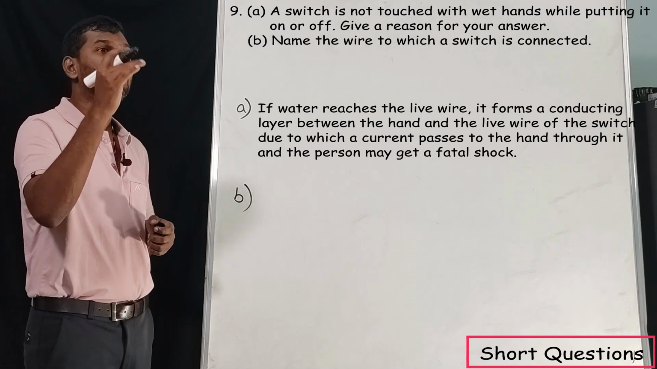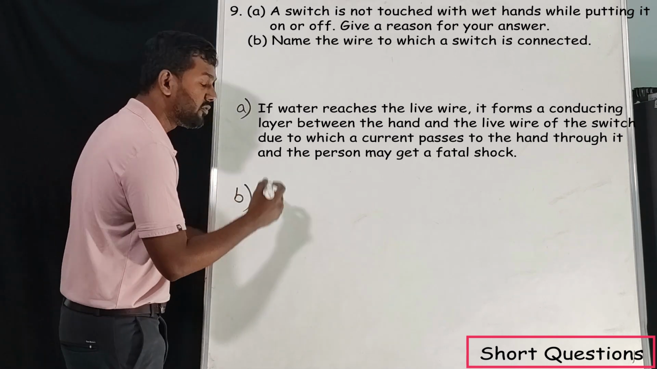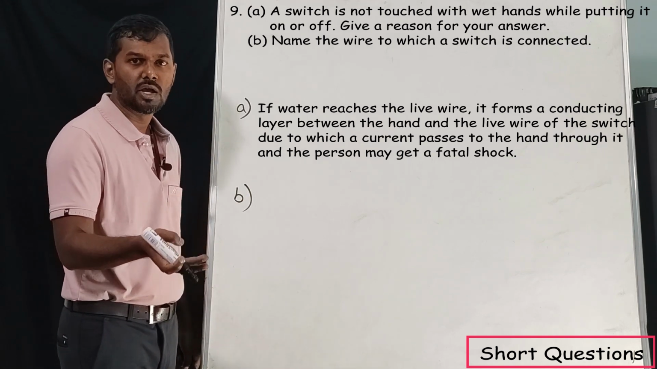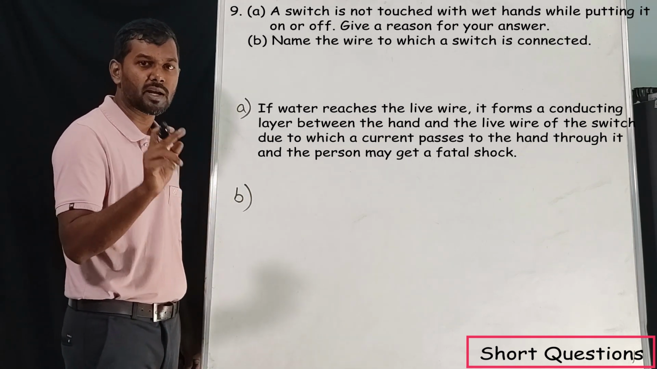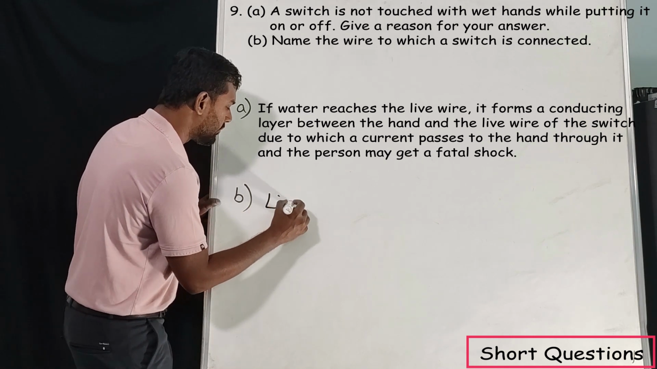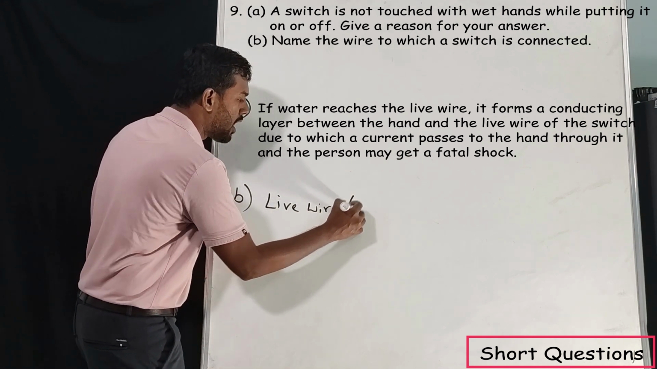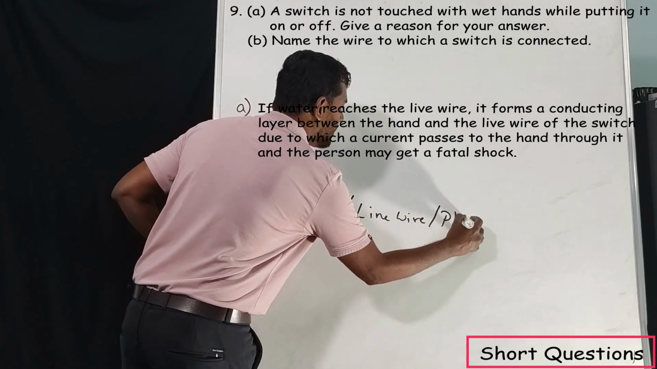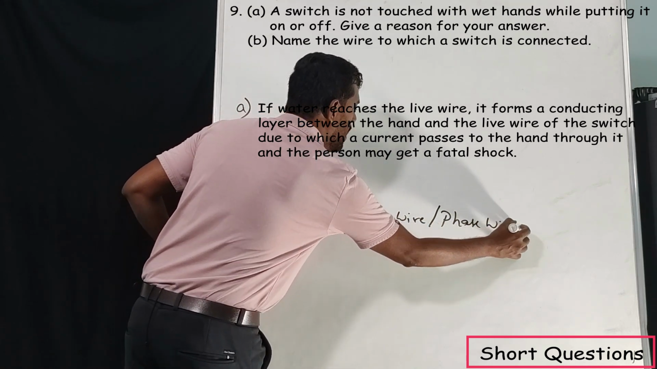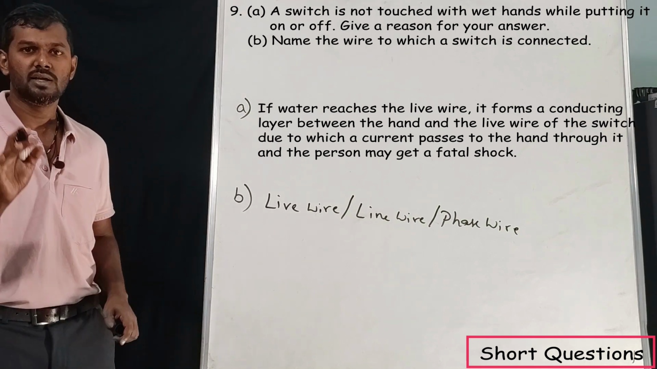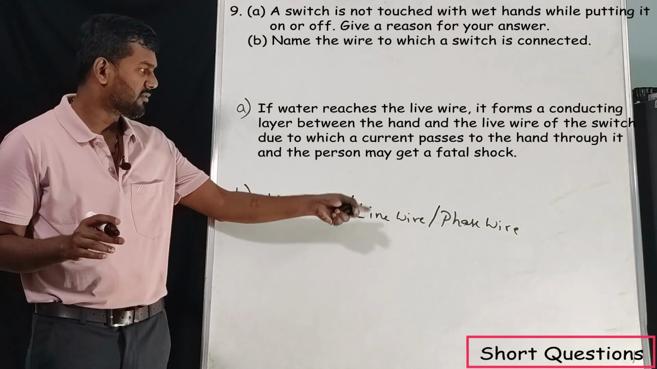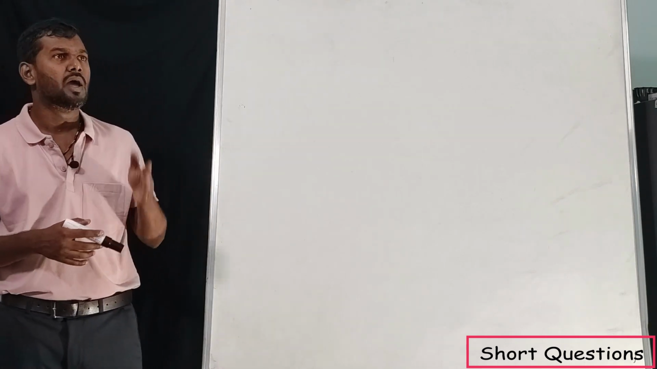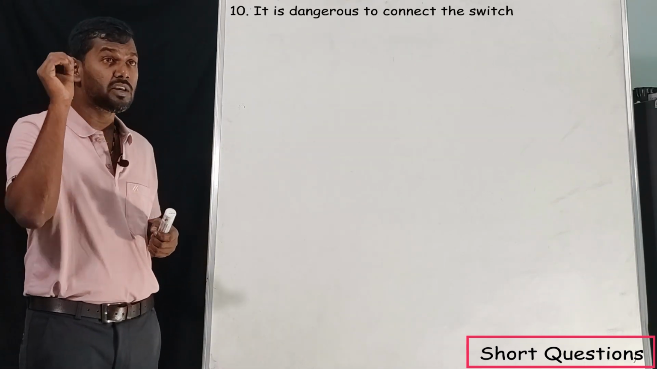Then we'll go for the second sub question. Name the wire to which a switch is connected. Not only the switch, all the safety devices, switch, fuse, MCB, all those things should be connected to the live wire. A live wire or a line wire or phase wire, all the three mean the same. So live wire, line wire and phase wire, most of the time we use live wire. That's it.